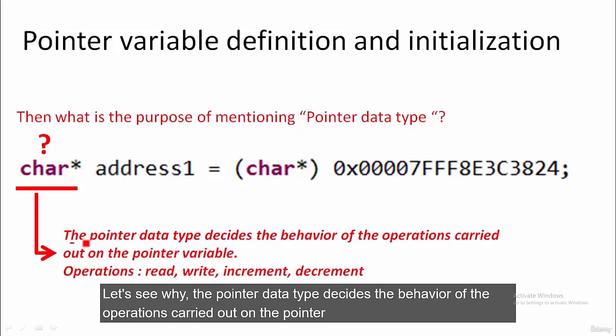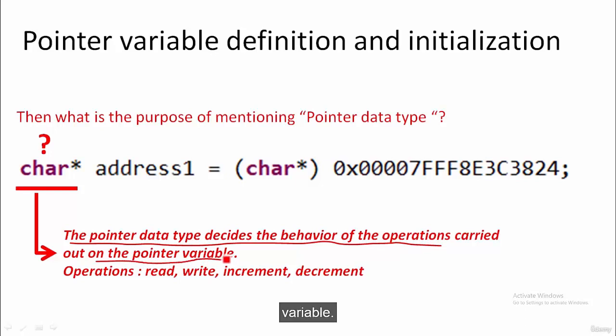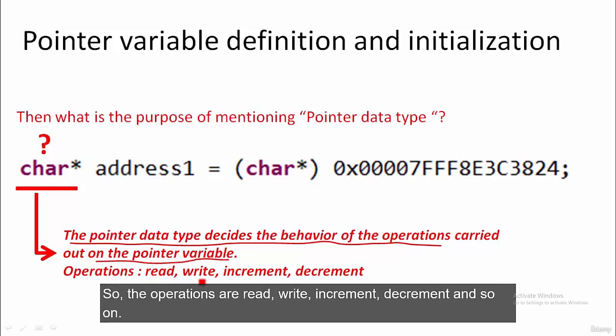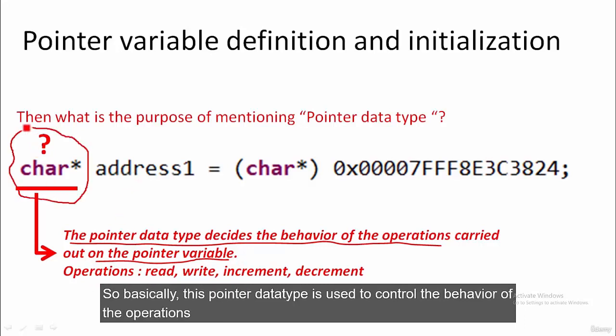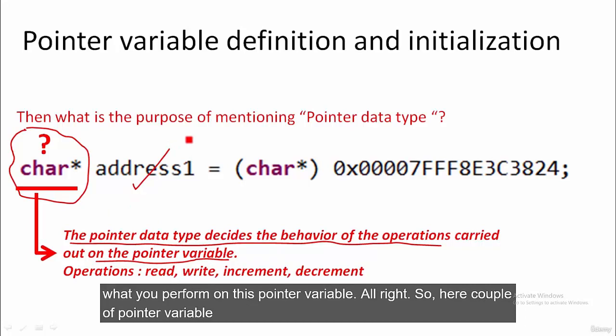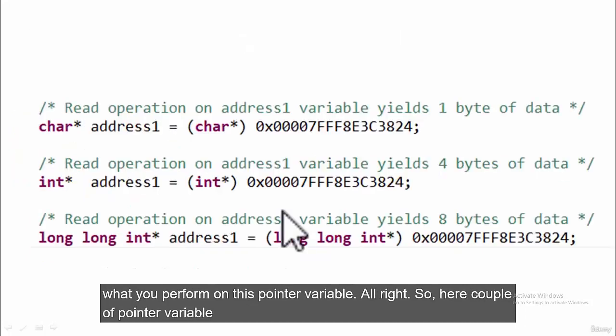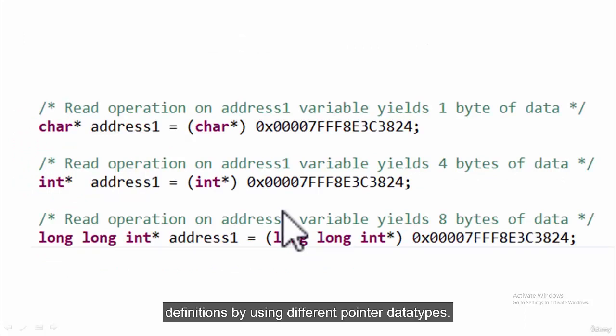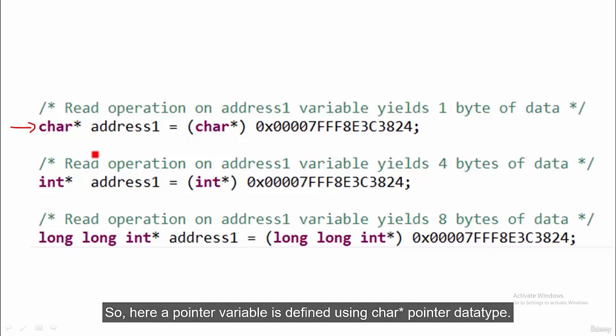Let's see why. The pointer data type decides the behavior of the operations carried out on the pointer variable. The operations are read, write, increment, decrement, and so on. So basically, this pointer data type is used to control the behavior of the operations you perform on this pointer variable. All right, so here are a couple of pointer variable definitions using different pointer data types. Now let's consider this statement. Here a pointer variable is defined using the char star pointer data type.